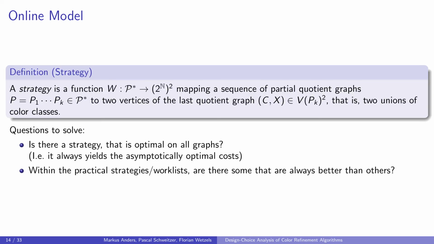With the partial quotient graphs, we can now define a color refinement strategy. A strategy is a function that takes the history of partial quotient graphs and assigns the next pair of classes to refine with. Based on this definition, we want to answer the following questions. Is there a strategy that gives the optimal running time on all graphs? And, within the practical strategies or work lists, are there some that are always better than others? Here we should note that classical work lists, like stacks or queues, are of course contained in this model.